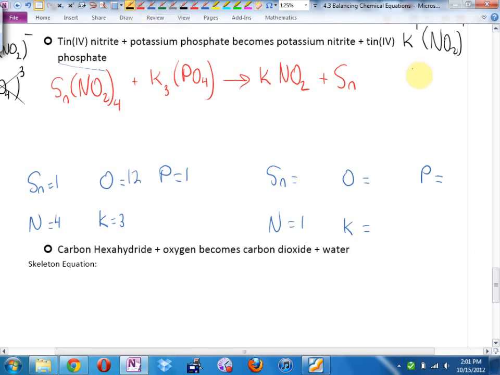So tin phosphate, tin, it says, has a charge of 4. What the heck is phosphate? Not phosphide, phosphate. PO4? What's the charge on phosphate? 3 negative? So when I crisscross, I'm going to have this. Tin, 3 of them, and then PO4, 4 of them.